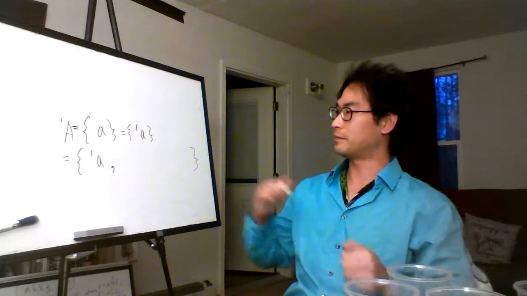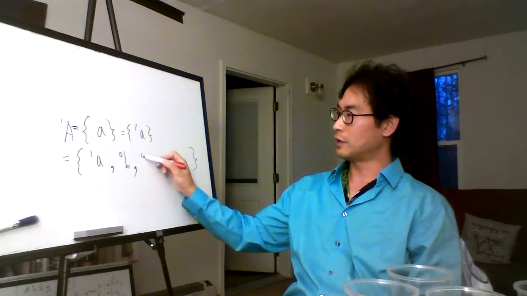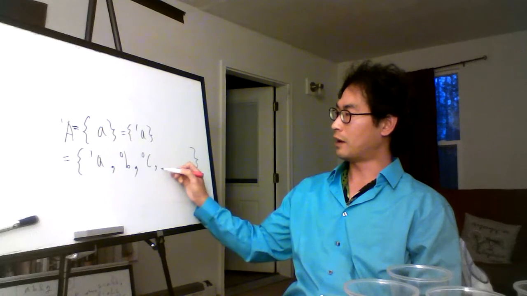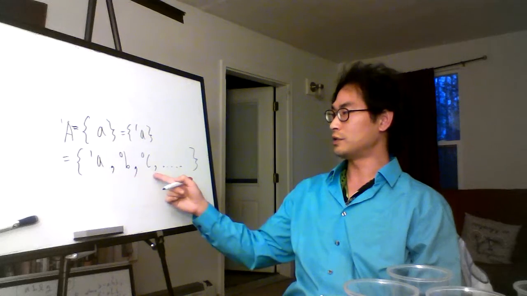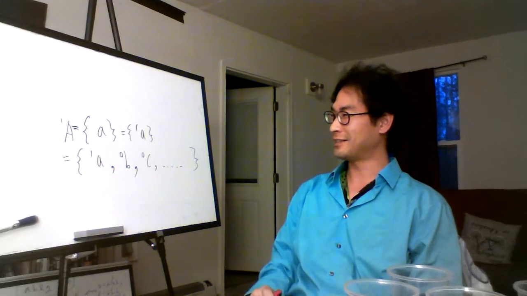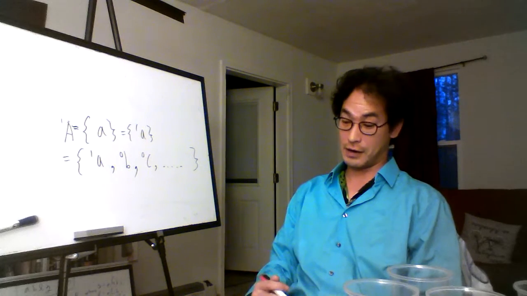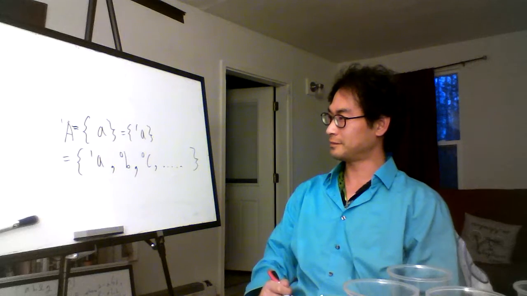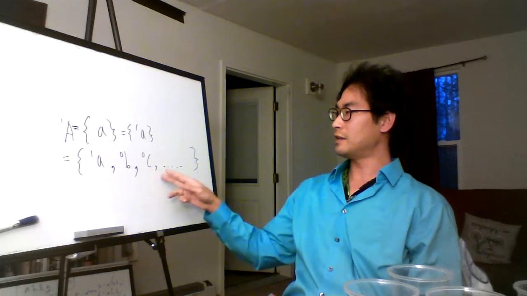Okay, your time's up. Zero B, comma, zero C, comma, and so on. There's no B, no C. There's only one A. Equals to infinity, A, B, C, D, and so on.